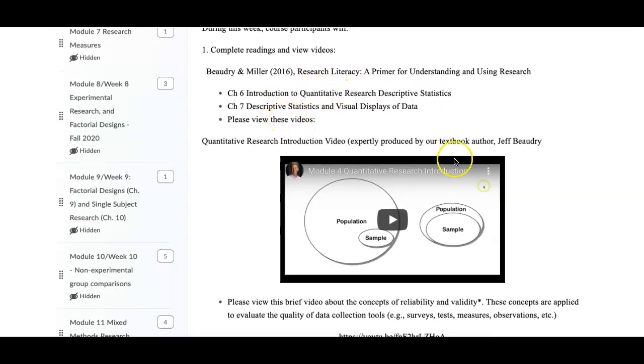So those are them. We have Jeff Beaudry here once again. Thank you, Jeff. Talking about quantitative research. This is an introduction. It talks about the population, the overall population, this sample. And to give you just a snapshot, I was involved with some research that had to do with the learning styles of Maine family forest landowners.